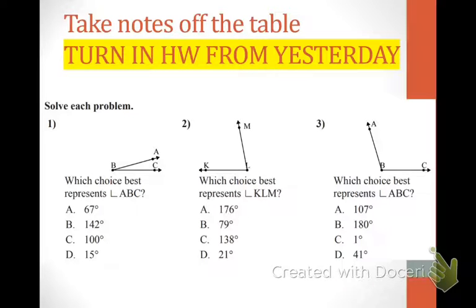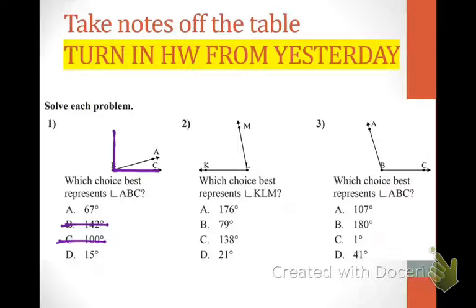All right, so we're going to estimate like you did on the homework. I'm just reading the question at first. Which choice best represents angle ABC? So I told you to always compare things to a right angle. How many degrees is a right angle? 90. Okay, so this is obviously going to be less than 90, so which letters can I cancel out?